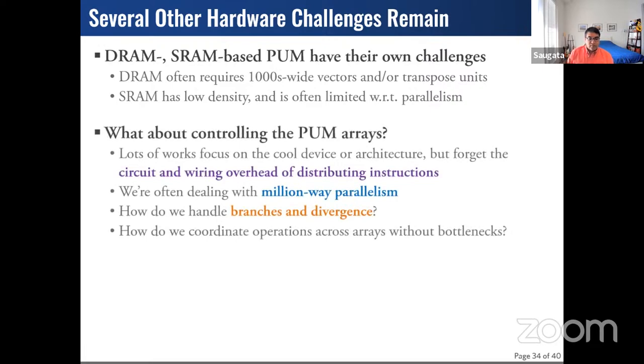I had touched on some of these problems before, but we need to start thinking as architects about what the circuit and wiring overheads of distributing instructions are. How do we get stuff to the arrays? Yeah, sure, we can hand tune them, but there's got to be a binary. The binary's got to be sourced. We've got to make sure that it's scalable in ways that can actually achieve the potential million-way parallelism that a PUM substrate can unlock. And we need to think about things such as branches and divergence and how we actually support proper control flow in ways that our programs have been accustomed to using for decades. The divergence in particular needs hardware solutions as well as software solutions, but hardware is going to have to be a large part of that story.